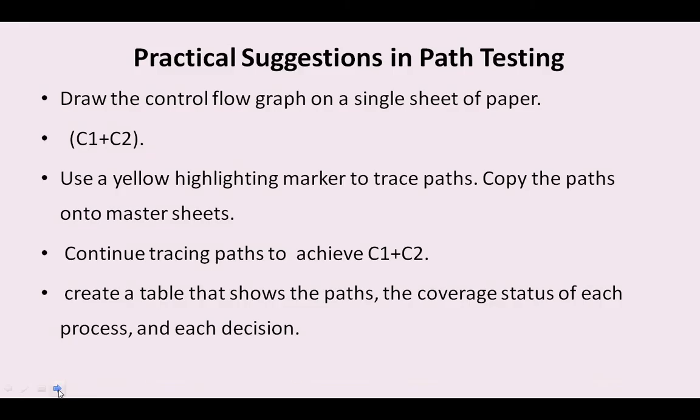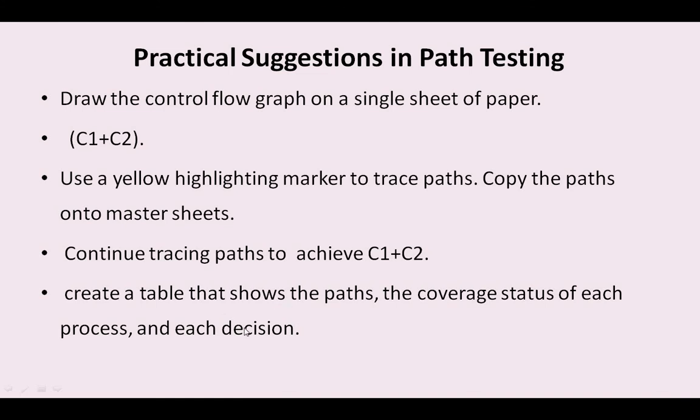Now, what is the meaning of the practical suggestions in path testing? We have already seen that C1 is statement testing and C2 is branch testing. Just see what suggestions it gives regarding path testing. Draw the control graph on a single sheet of paper. Next, use a yellow highlight marker to trace the paths, and continue tracing until it achieves C1 and C2, and create a table just like previously.